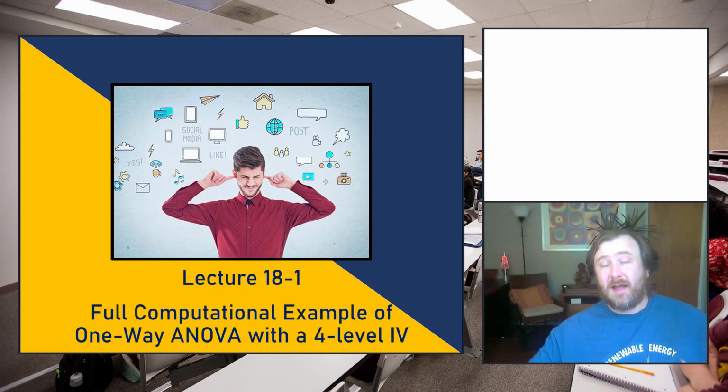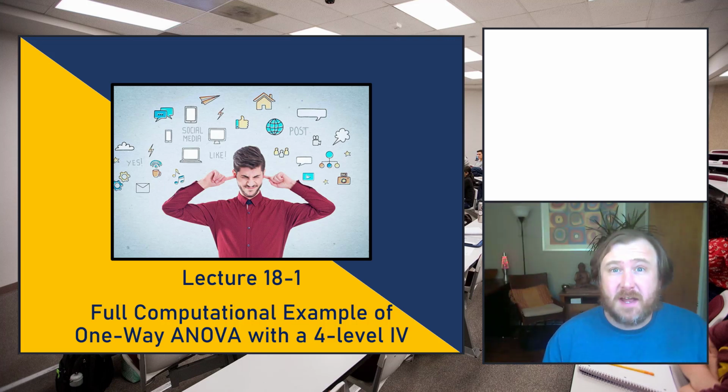So my name's Rob, and this is a course on introductory statistics for the psychological sciences. And today, we're going to be going through a full computational example of a one-way ANOVA from beginning to end, including all the computations, computing the Omnibus F-test, measures of effect size, conducting a planned comparison, and a post-hoc test, and then we're going to write it all up in APA style.